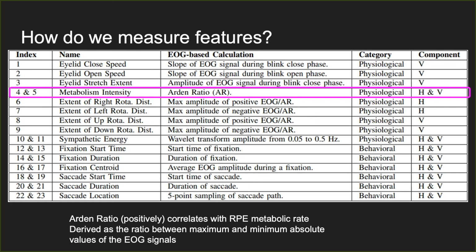Then another example is, how do we try to figure out the metabolic intensity? Remember, the metabolic process of the epithelium behind the eye is sort of unique across people. So what they do is they calculate something called the Arden ratio, which has a positive correlation with the metabolic rate. It's derived as the ratio between the maximum and minimum absolute values of the EOG signal. So across all of their tracked signals, they take the maximum and the minimum, and then figure out the ratio between them to derive the Arden ratio.